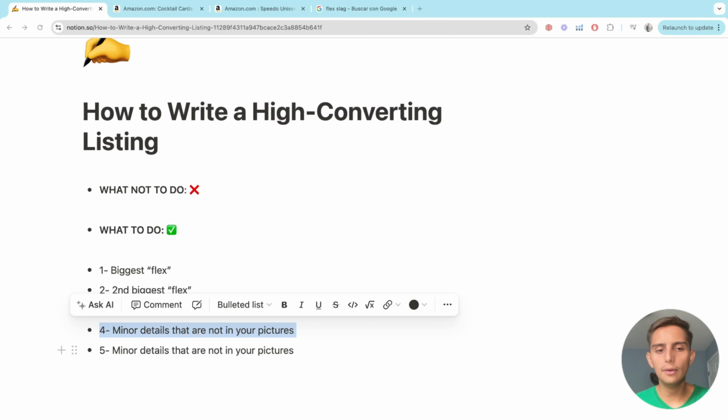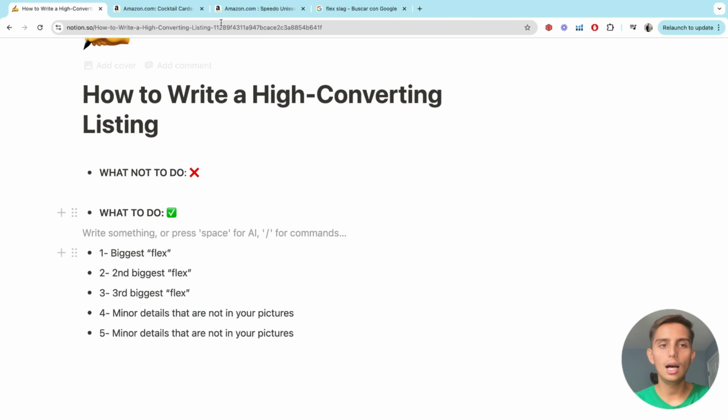You just have to come up with minor details that are not in your pictures, because you don't want to repeat in your text what you already said in the pictures. You have to complement this. Your bullet points should complement your pictures, and your pictures should complement your bullet points. So this is exactly how we should go about this.